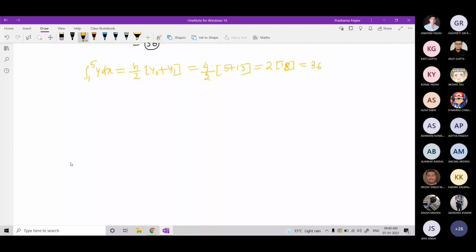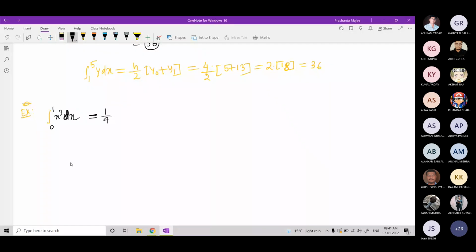ओके, सो लेट अस टेक दिस very simple problem, example 2. Integration 0 to 1 x cube dx. What is the answer here? 1 by 4. So let us see how much accurate answer we are getting in case of trapezoidal rule and Simpson's 1/3 rule.